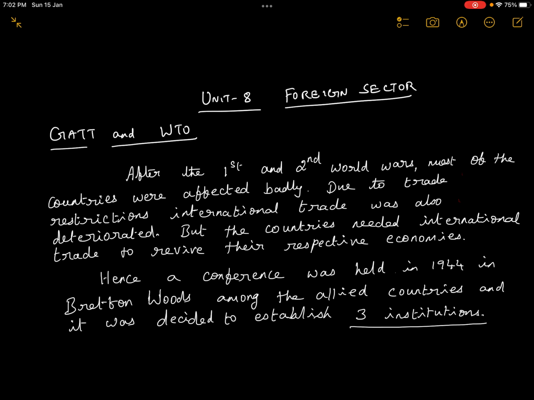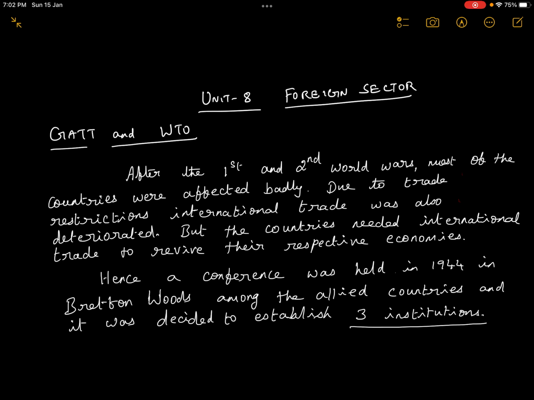But the problem was, since most of the countries were severely affected by wars, it was not possible for them to develop their own countries economically without any assistance from foreign countries. So all the allied powers felt that international trade is necessary in order to boost or revive the economic conditions of their respective economies.